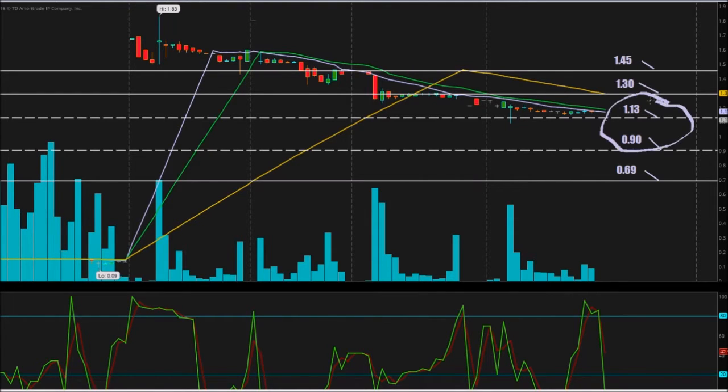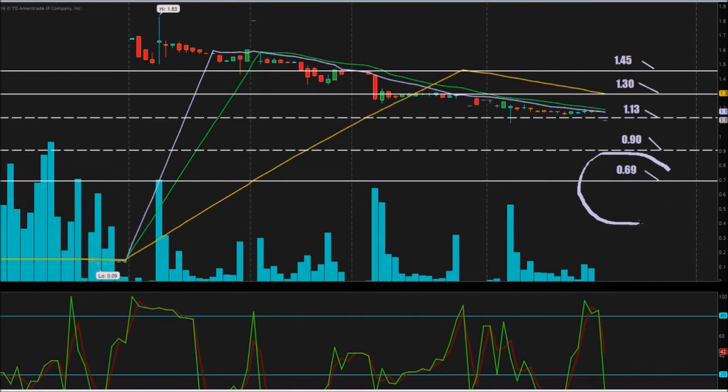Now $1.13 and 90 cents, these lines are dotted or segmented, because they are soft support, soft resistance. The reason for that is because in the historical data, we had a daily candle that went all the way from $2.89 to $1.55, and the next day we fell down all the way to $1.15, and we closed at about 90 cents. So there's this space between $1.55 and $1.11 historically. And $1.45 and $1.30 are recent pivot points, but they have been tested a decent amount of times over here and over here. So just keep that in mind.